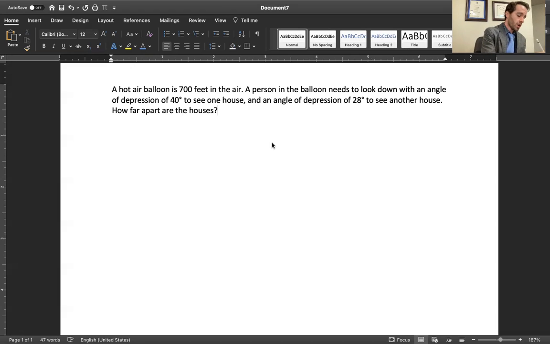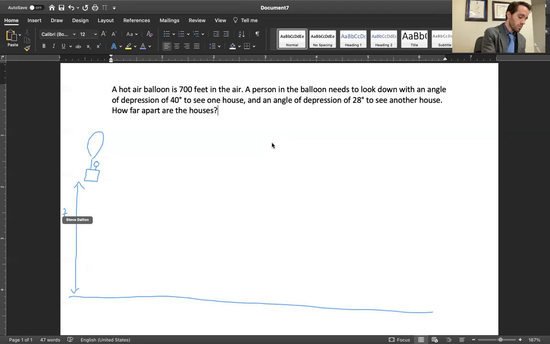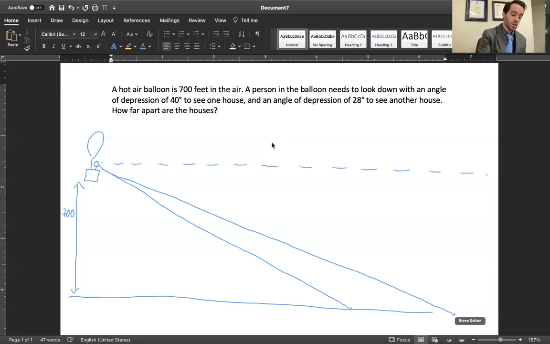So here we go. We've got the hot air balloon up here, the person in the hot air balloon, and they are 700 feet above the ground. So this will be 700 feet. And I know that compared to horizontal, this is what an angle of depression means. It's compared to horizontal. So this person has to look down with an angle of 40 degrees to see one house and down with an angle of 28 degrees to see another house.